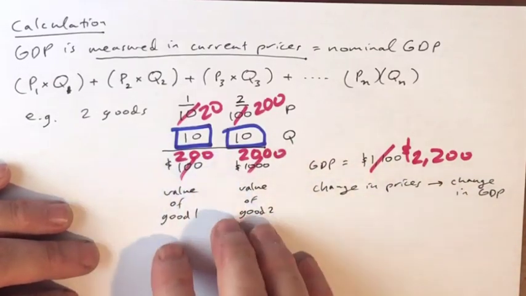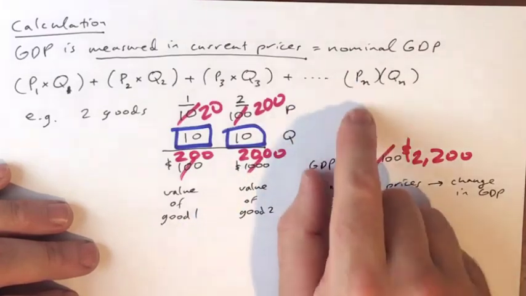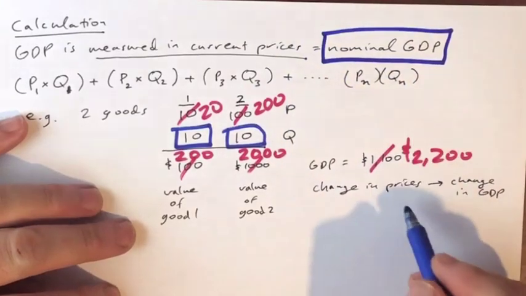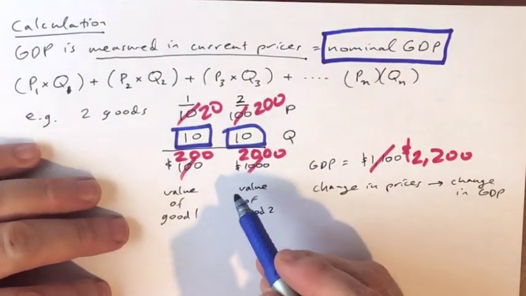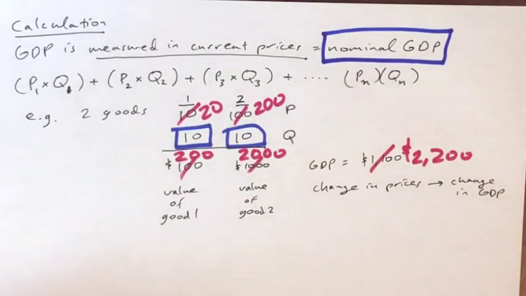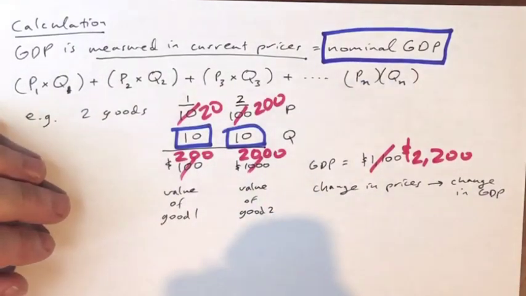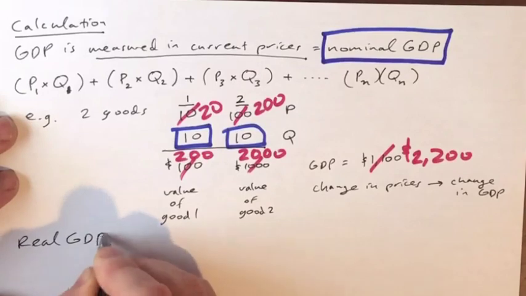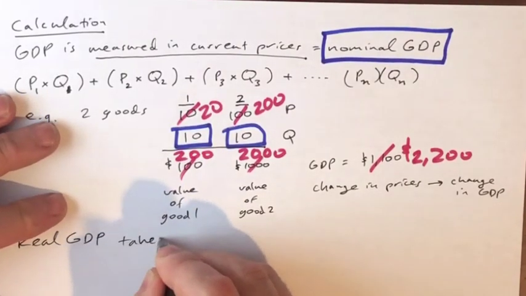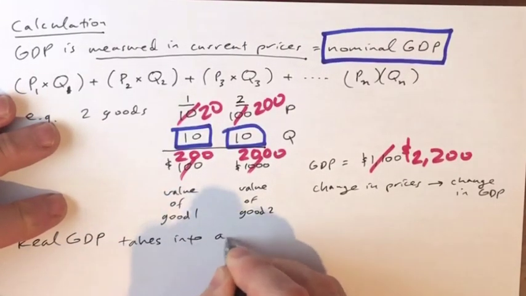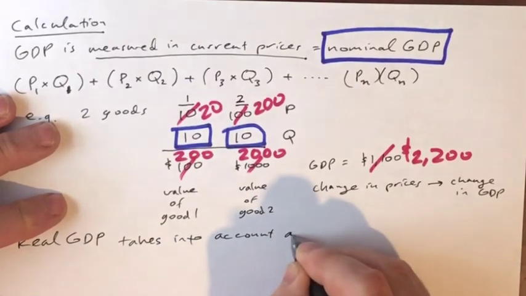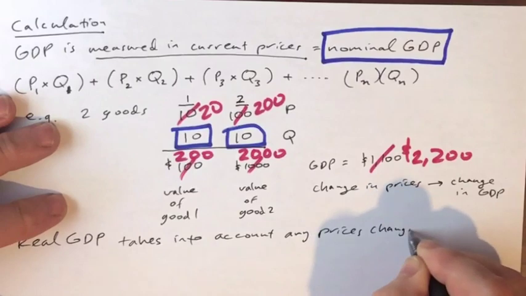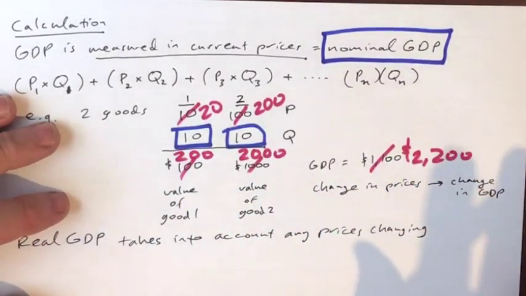So we have to distinguish between nominal GDP, because GDP is measured in current prices. If those prices change, the nominal GDP changes. We have to distinguish between that and real GDP, okay? Real GDP takes this into account. It takes into account any price changes, and it tries to control for that.